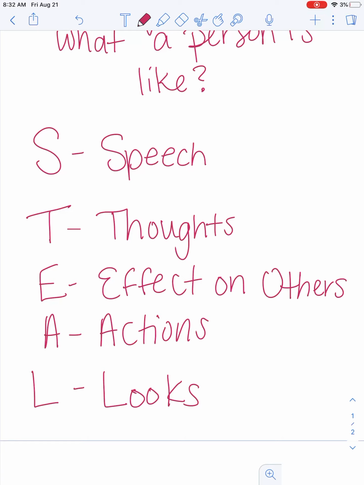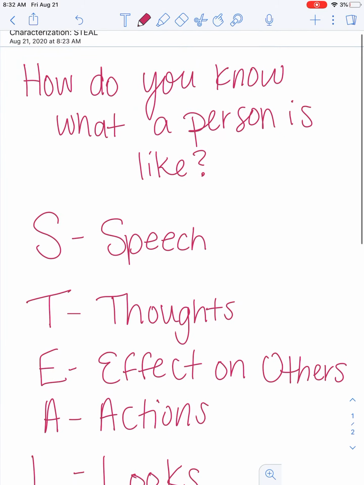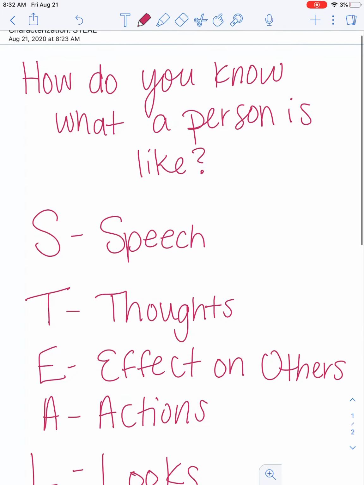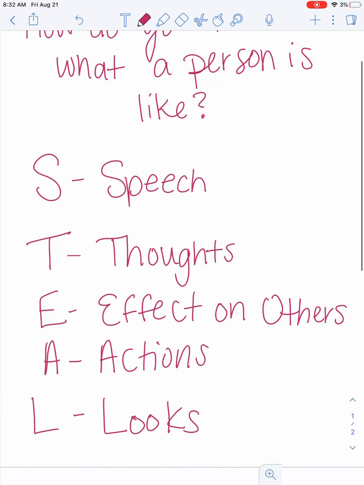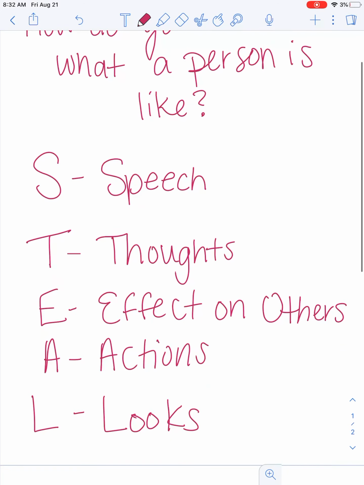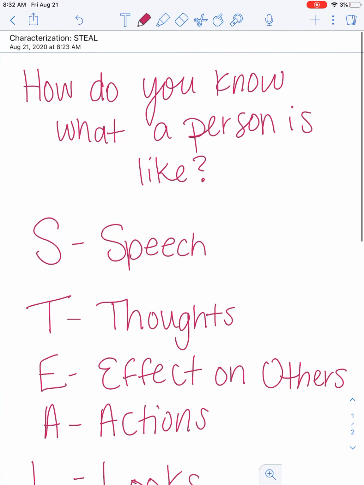And then what has the author decided to make them look like? Is that anything that tells you about who they are as a person? Does that give you more information? All right. This should be a quick review for you. So as you're reading, try to use some of these things. Really think about character today.